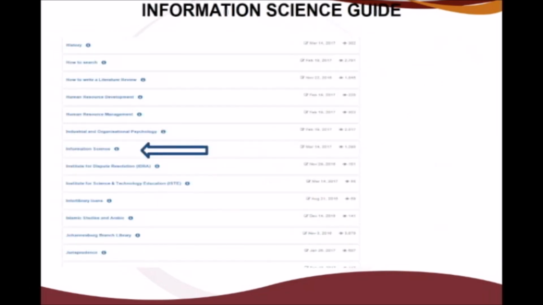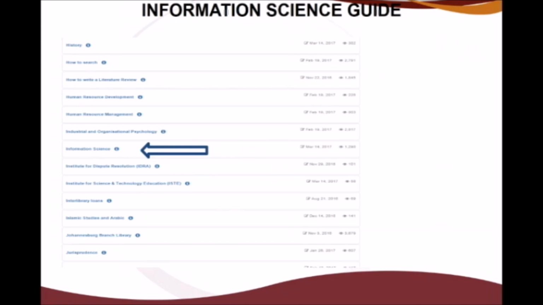Right, when you click on that library guides link from the main UNISA library page, you get a page that gives you an alphabetical list of all the subjects that are taught at UNISA. So if you are registered for history, obviously you'll go for history. If it's communication, you'll go under C. I'm just showcasing here the information science library guide, because I'm responsible for information science.